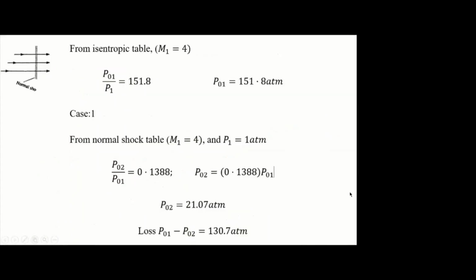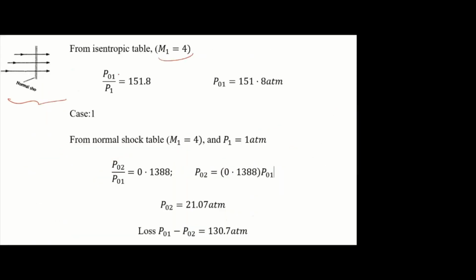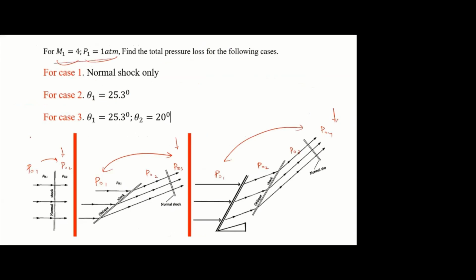So in the first case, simple normal shock. They mentioned the Mach number, it is 4 and the P1 is 1 atm. So Mach number is 4, P1 is 1 atm. Using the isentropic table, you can find the P01. Okay, first step. And Mach number is common everywhere. In all the cases, same Mach number. So P01 will be same. Is that correct?